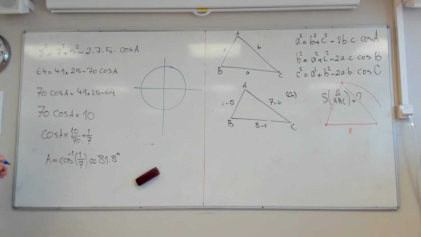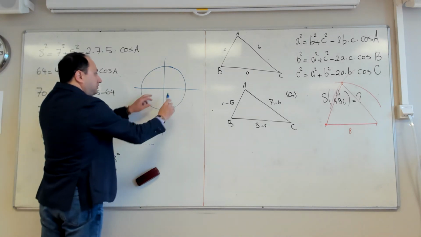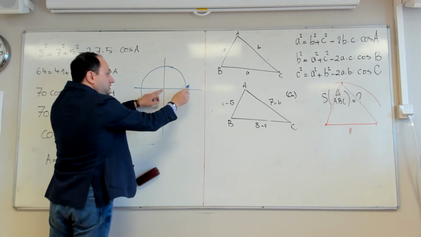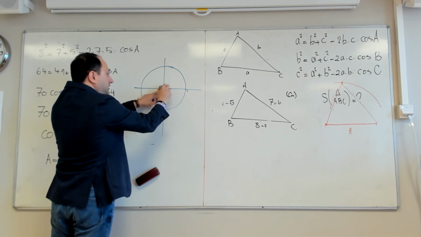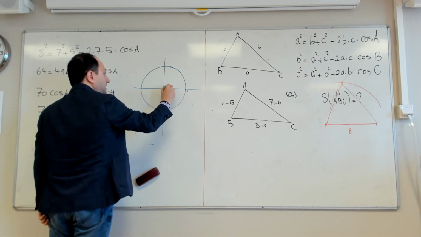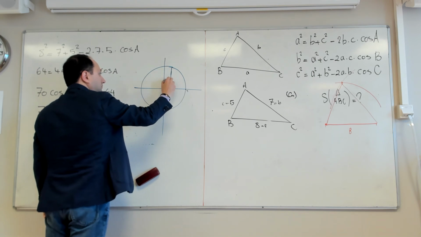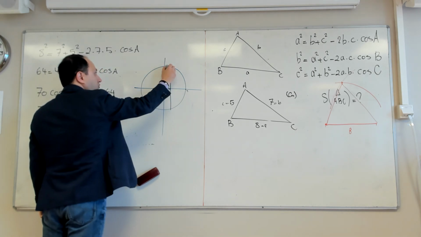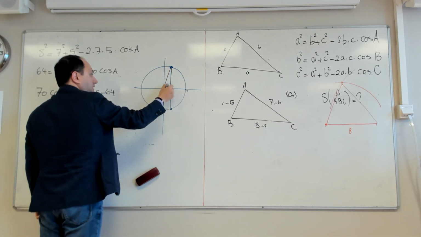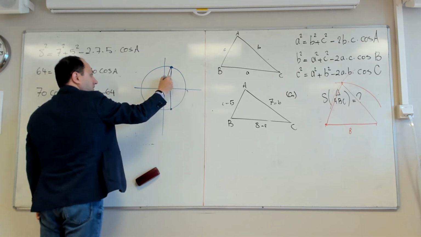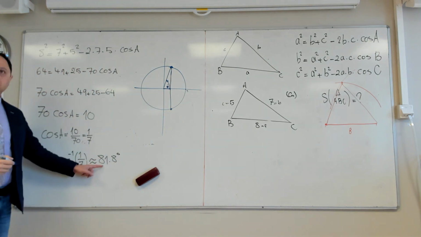So what I need to do, I take my ruler. From here to here, you know it's 1 because that's the unit circle. And 1 over 7 is somewhere here, for example. This is 1 over 7. And then I go horizontally. I have 2 intersections again. I connect this one to that one. This angle is the one given by the calculator.